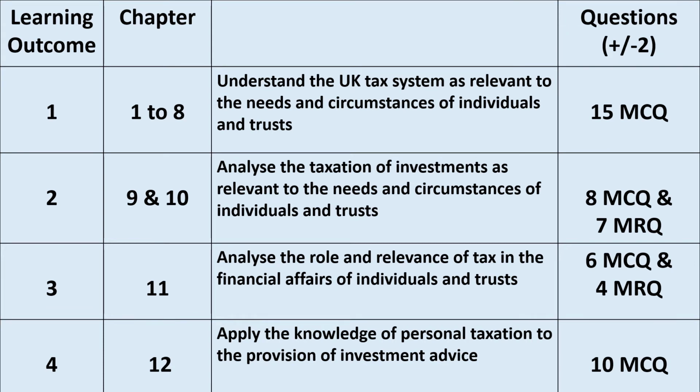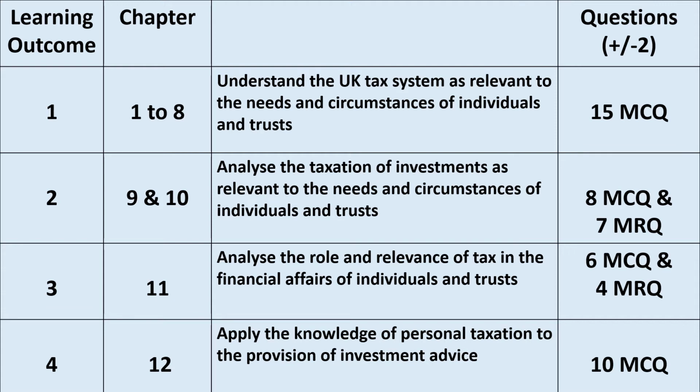Now, the R03 syllabus can be a little confusing as there's only 4 learning outcomes but 12 chapters in the CII study text. Learning outcome number 1 is the first 8 chapters of the CII study text and will be the first 15 questions in your exam.